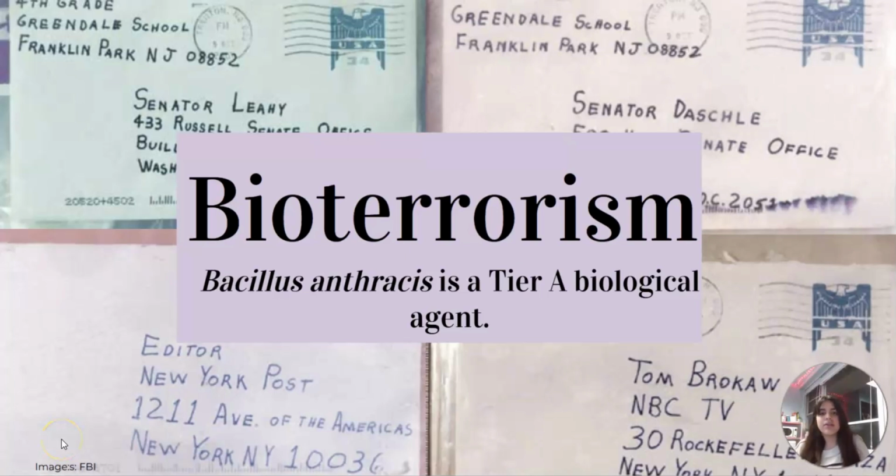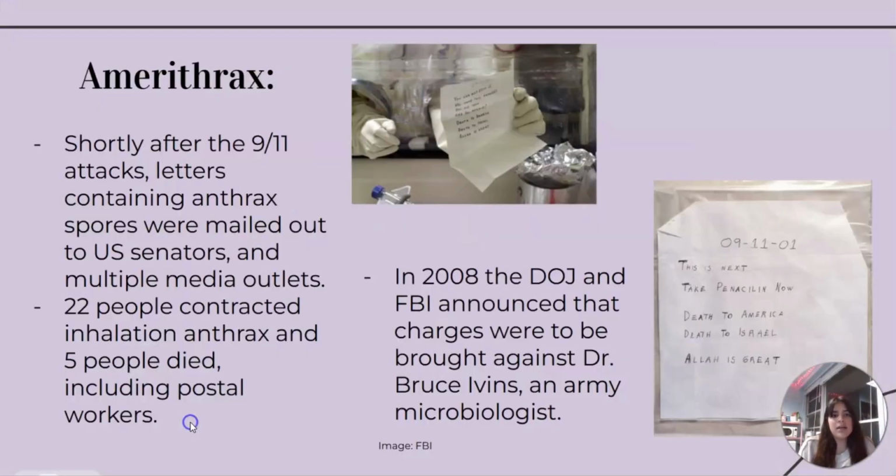Bioterrorism is one of the main concerns for the US government when it comes to anthrax, and that's because Bacillus anthracis is considered to be a Tier A biological agent by the CDC, meaning that it is one of the biological agents most likely to be used in a bioterrorist event, and it actually already has been. As you can see, there are some letters in the back addressed to senators, an editor of the New York Post, and even an NBC host, and these are letters from what is now called Amerithrax, or the Amerithrax attacks.